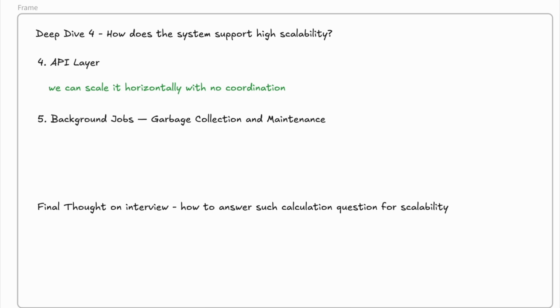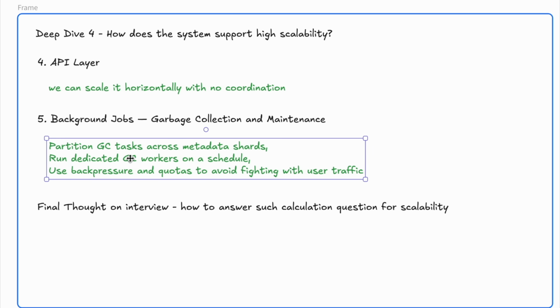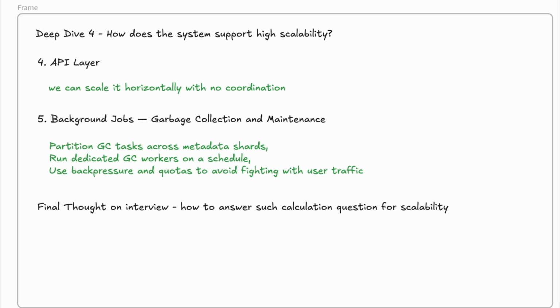5. Background jobs, garbage collection and maintenance. Finally, as the system grows, background jobs like GC and orphan cleanup can start to lag. They scan billions of entries, and if not distributed properly, can create spikes in I/O or metadata contention. To scale this layer, partition GC tasks across metadata shards. Run dedicated GC workers on a schedule. Use backpressure and quotas to avoid fighting with user traffic.